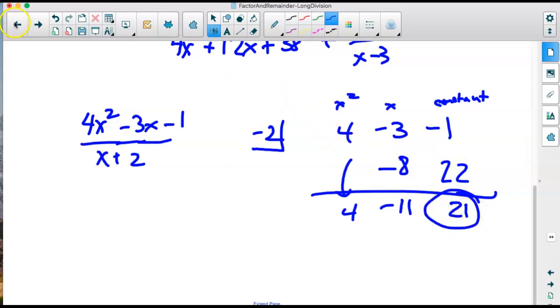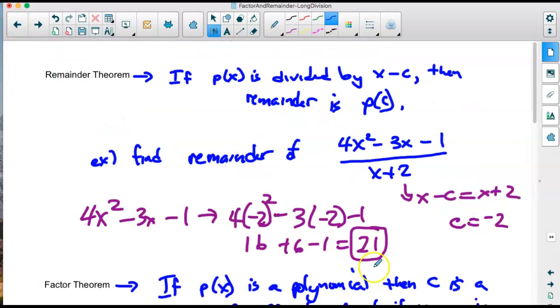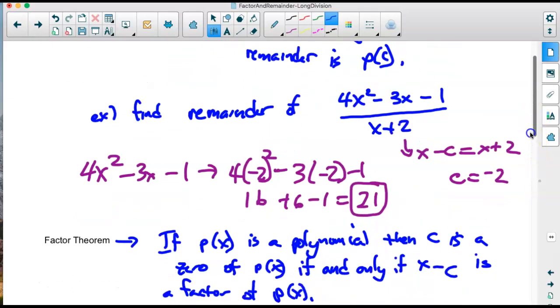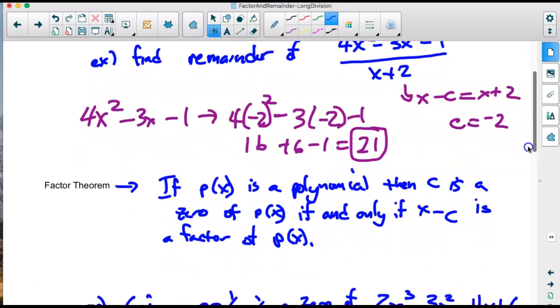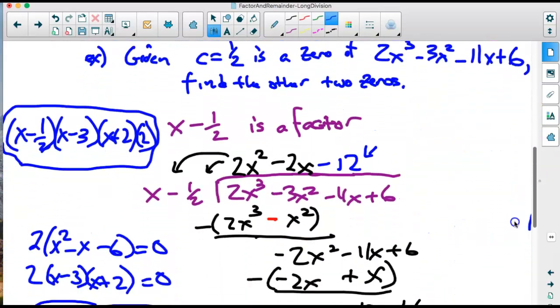Let's just double check to make sure that's what we got on the previous one. Yep, 21. Okay, so that worked out. I didn't have to do very long to do that, but I still got the same answer.